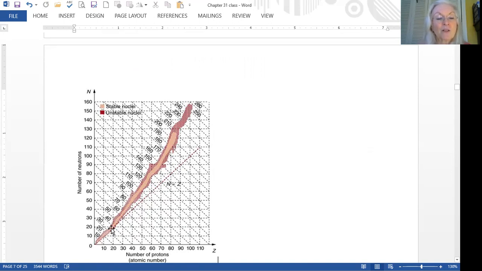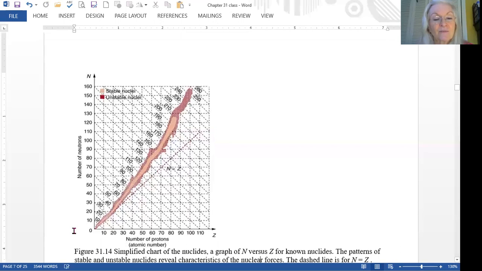So in the pink region for light nuclei, so roughly with less than 20 protons, it's a 1-to-1 balance that gives us stability. But as you get heavier and heavier, you'll notice you need more and more neutrons to maintain that balance. And when we get into the upper reaches, there are no stable nuclei.